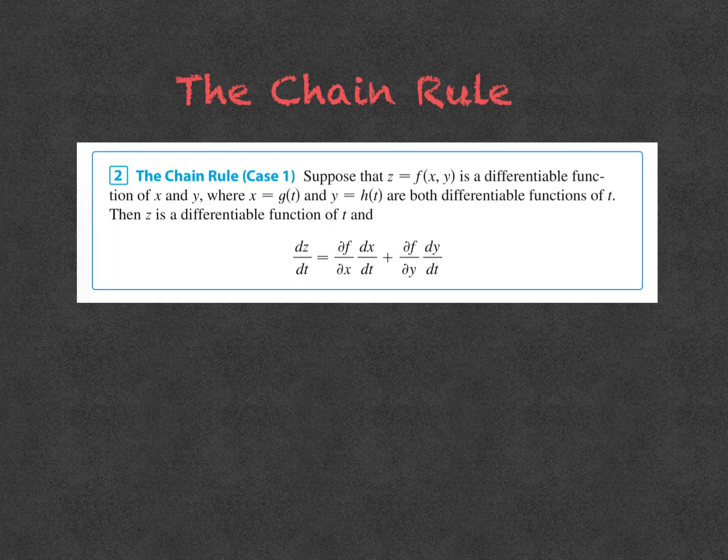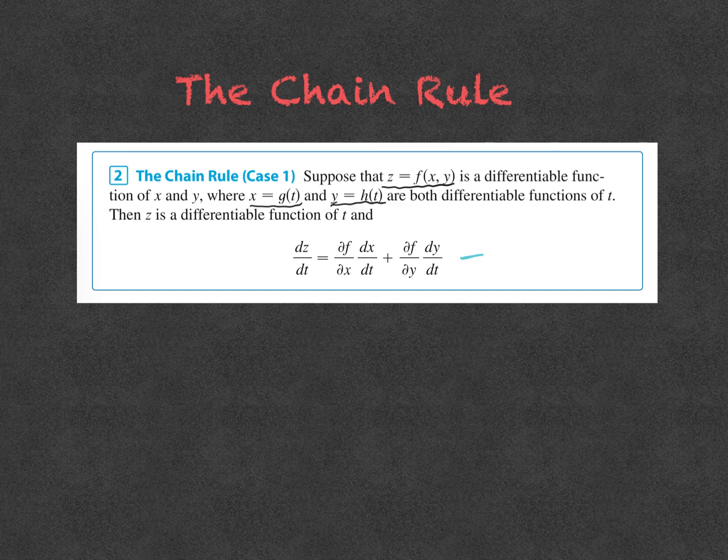So let's start with case one, where z is equal to f of x, y, which is a differentiable function, and x is equal to a function in terms of t, and y is equal to a function in terms of t. Both are differentiable functions of t. Now this is case one because you have multivariables for z, but in terms of x and y, you only have a single variable.